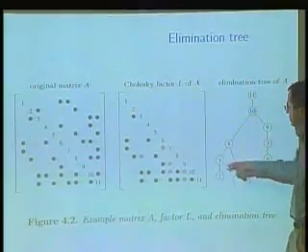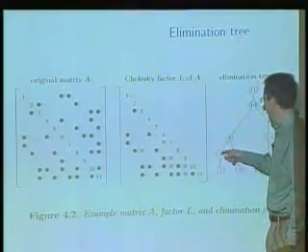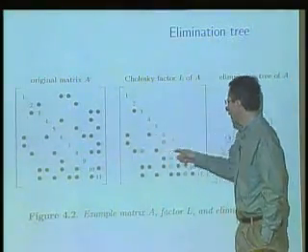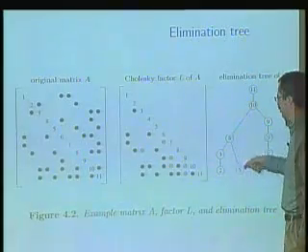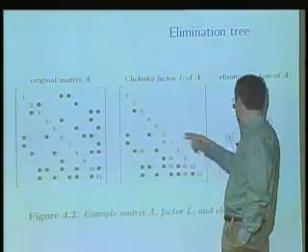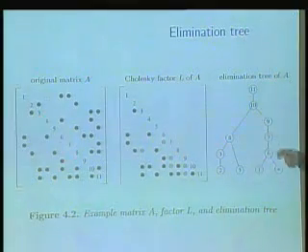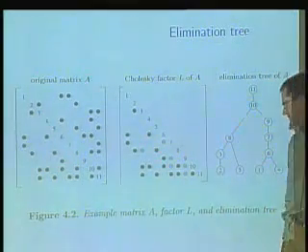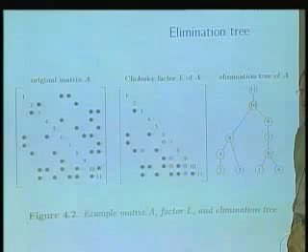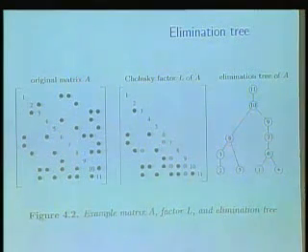The parent of 2 is 3. The parent of 3 is 8, and so on. The parent of 4 is 6, etc. So this factor L has a very special property.